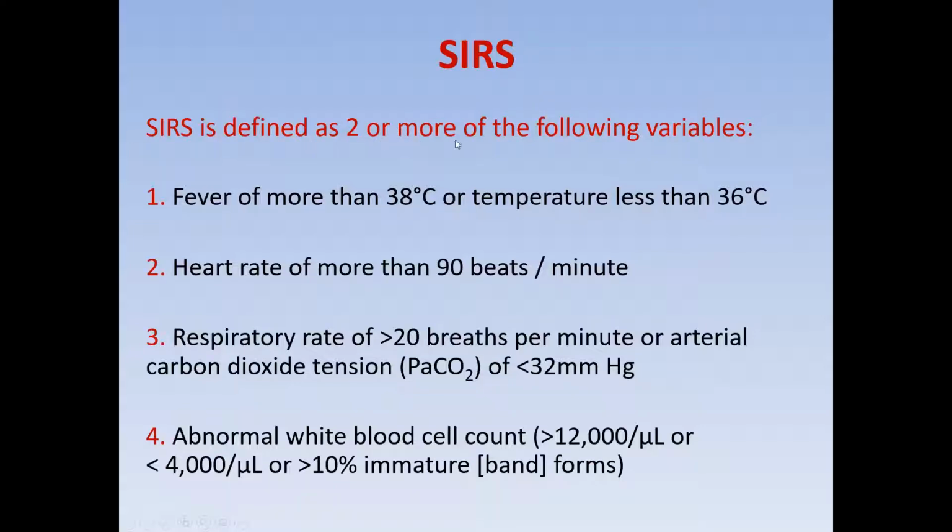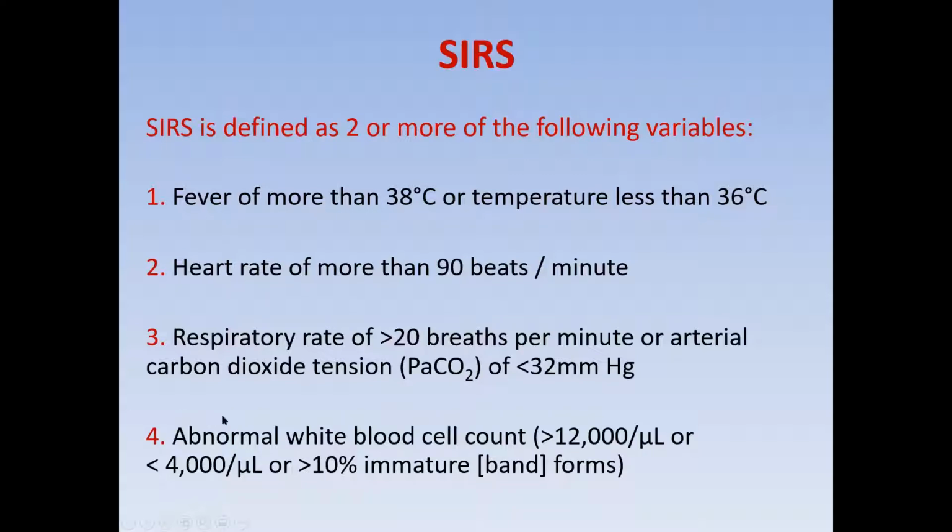The original SIRS was defined as the presence of two or more of the following variables in the patient. First is fever of more than 38 or less than 36. Either there is a reaction to tissue damage, so the temperature increases due to release of endogenous pyrogens, or the patient is overwhelmed and the temperature will be lower than normal, 36 degrees or lower. Heart rate more than 90 beats per minute. Respiratory rate of more than 20 breaths per minute. Of course, the normal is 12 to 15, isn't it? And arterial carbon dioxide tension less than 32 millimeters Hg, the partial pressure of carbon dioxide, meaning washing out of CO2 due to hyperventilation.